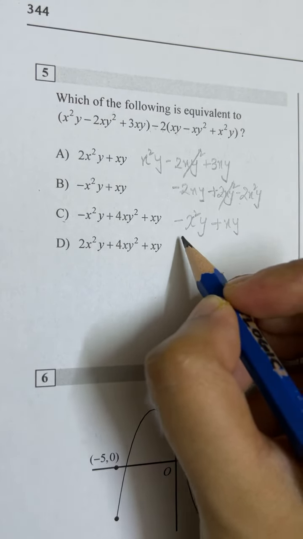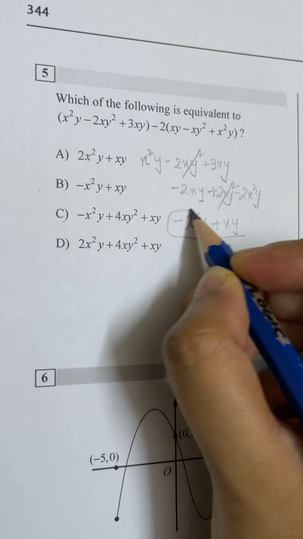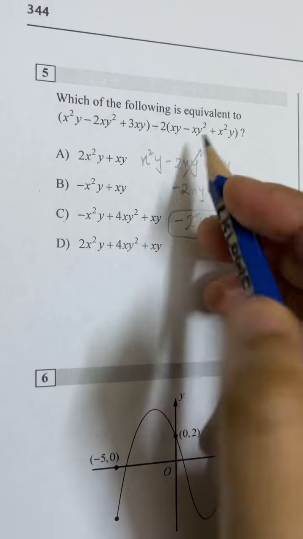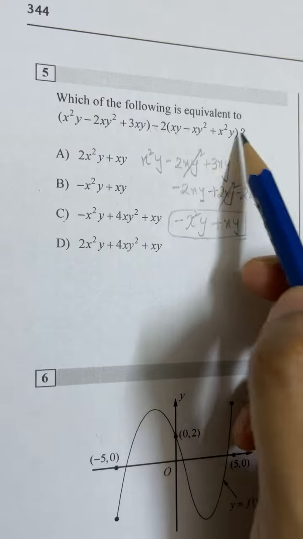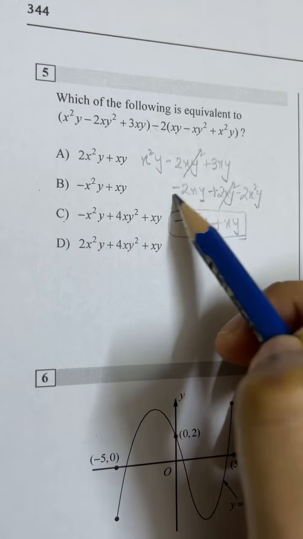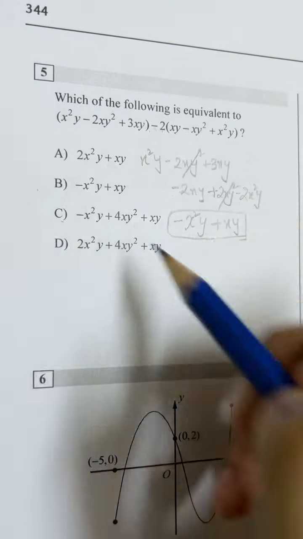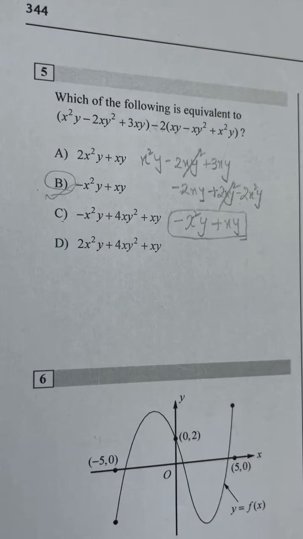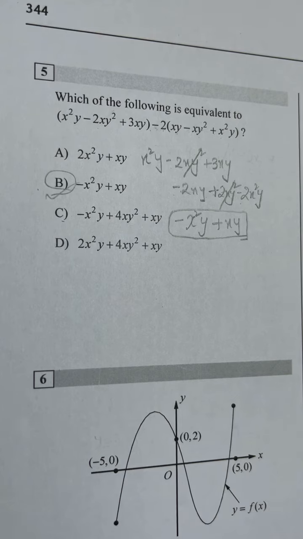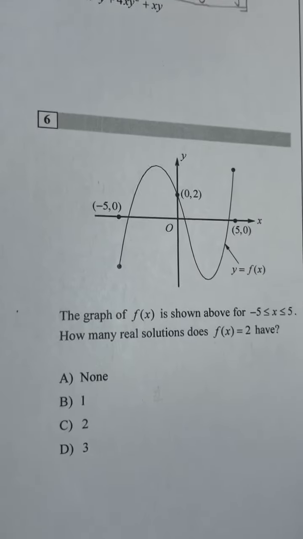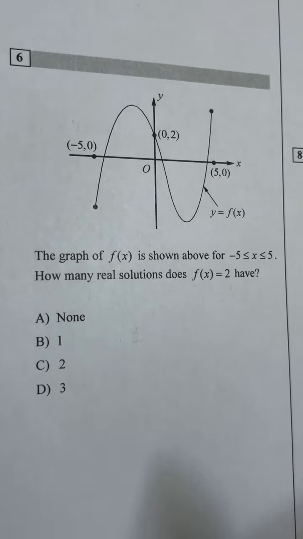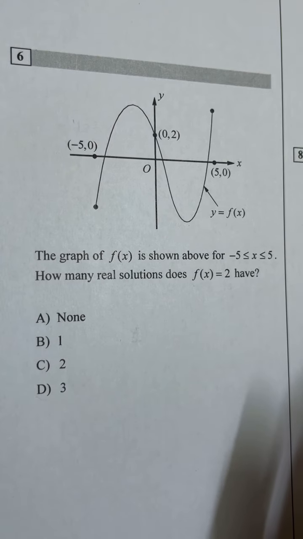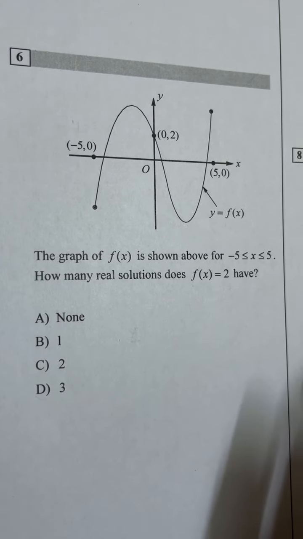So what you have to remember in this question is to understand the signs and where you should not make sign mistakes. Okay, so the answer is B. That's your option B. Okay, let's move on to question number 6 and find out what usually the error is in this one.